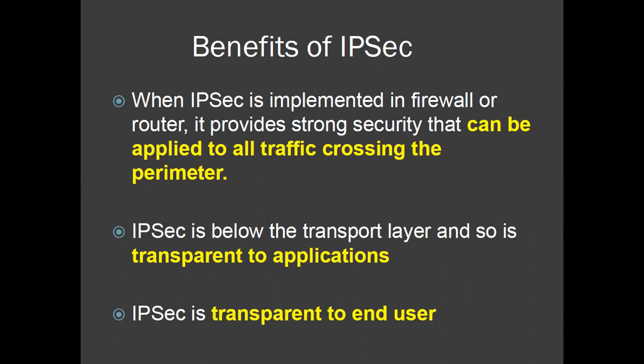Then, IPsec is below the transport layer, as it is working at the network layer, and in the transport layer we have the TCP and UDP protocols. So it is transparent to the applications. There is no need to change the software on a user or server system when IPsec is implemented in the firewall or in the router. Even if IPsec is implemented in the end system, the upper layer software, including the applications, is not affected. And IPsec can be transparent to end users.